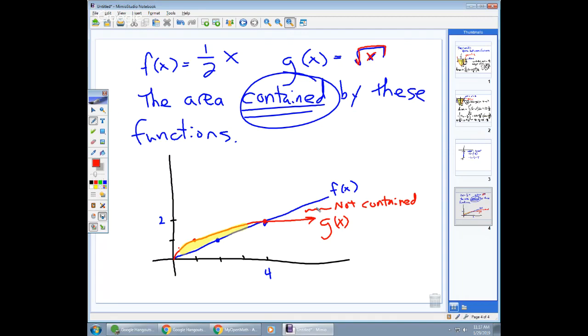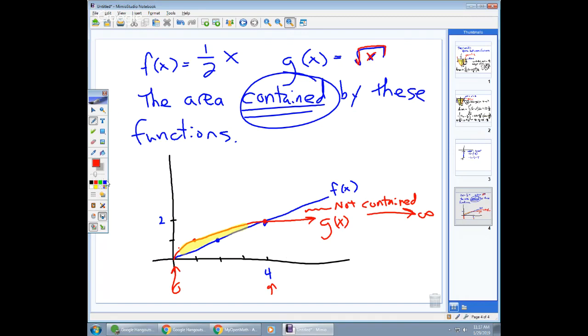And there could be more than one. We'll look at another place in a minute where there's more than one containment area. Here, there's only one. This is not contained because it goes on to infinity. So I want this area right here. What x value should I start looking at? 0. And what x value should I stop looking at? 4. That's important. You need to identify those boundaries.